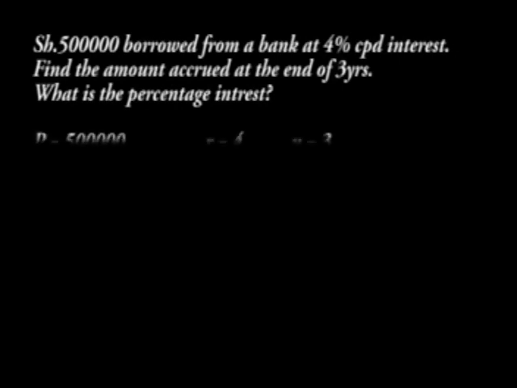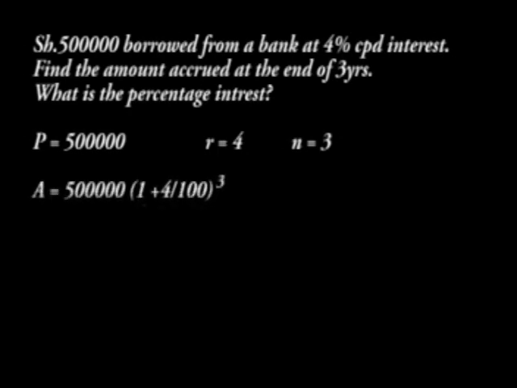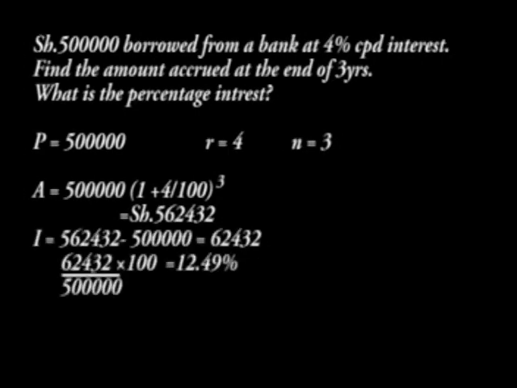P is 500,000, R is 4, N is 3. Applying the formula, we find that the amount is 562,432 shillings. Interest is therefore 62,432, and this represents 12.49%.